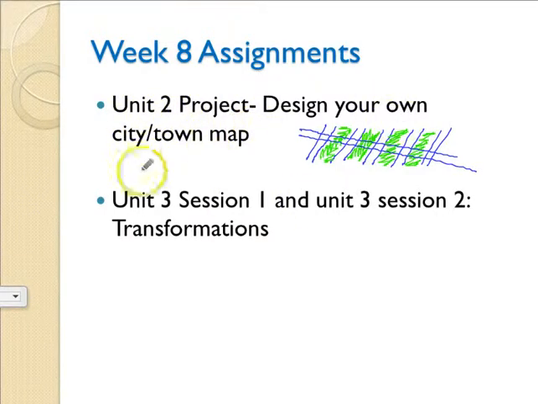You're going to design your own city and town map, and then you get to place certain buildings in specific locations. And then you're going to move on to Unit 3, Session 1, and Unit 3, Session 2, and we're going to be learning all about transformations. So we're kind of switching gears a little bit and going into Unit 3.